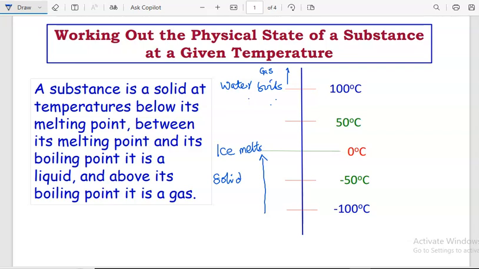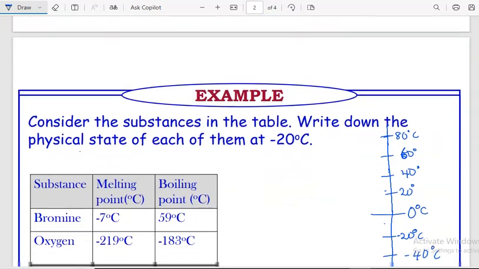So from what we just did, we know that since ice melts at 0 degrees Celsius, at temperatures below 0 degrees Celsius we will have solid water. Once it melts at 0 degrees Celsius, it becomes a liquid. So at this point, water is a liquid, and it remains a liquid until its boiling point, which is 100 degrees Celsius. Once it boils at 100 degrees Celsius, it becomes a gas. The same thing happens if you are asked to find the physical state of a substance at different temperatures. Let's go back to our question.